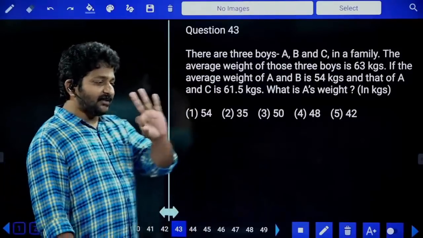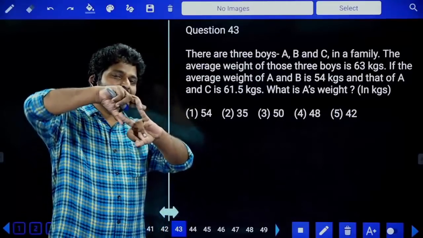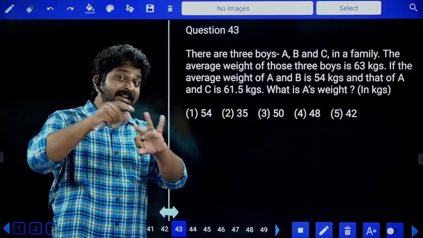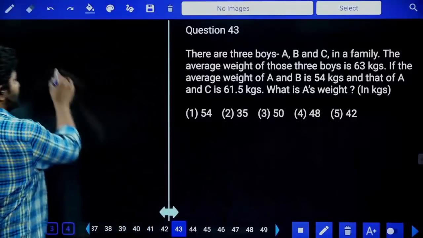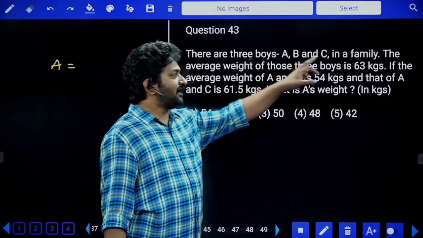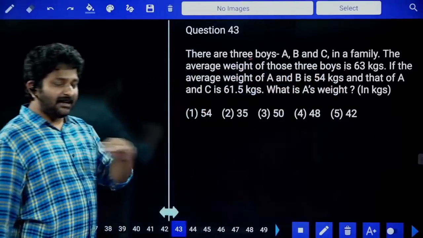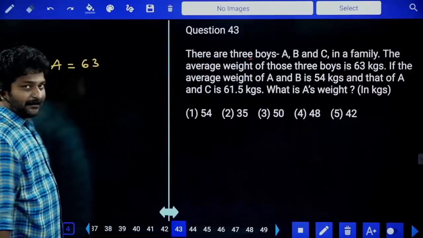Right. So there are 3 members. You are given the average of AB and the average of AC. So here A is repeating. If A is repeating, that is a direct effect, so you use it. According to the equality concept, the given average for 3 members is 63, so every member is 63, 63, 63. I'll start with 63.